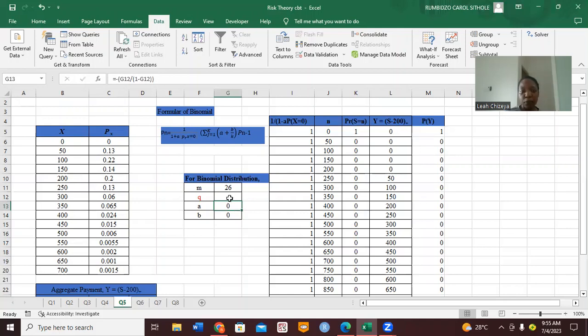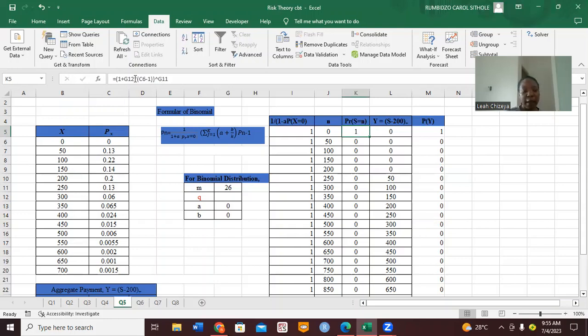I've just removed our Q. So A is negative Q over 1 minus Q, and B is M plus 1 multiplied by Q over 1 minus Q. So here is the recursive formula. I split it so as to reduce the cell references, so that it doesn't become complicated. I did the first one here, and then we have our N or S, then the probability of S. This is where we'll be using the recursive formula.